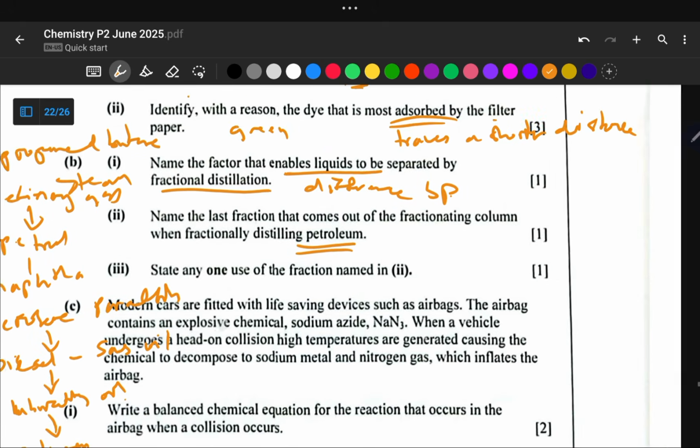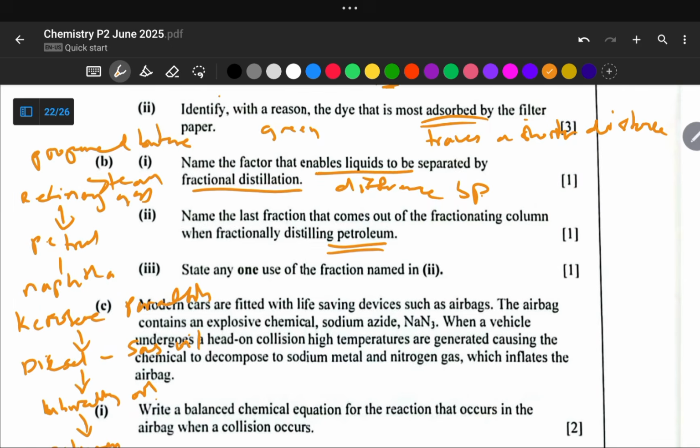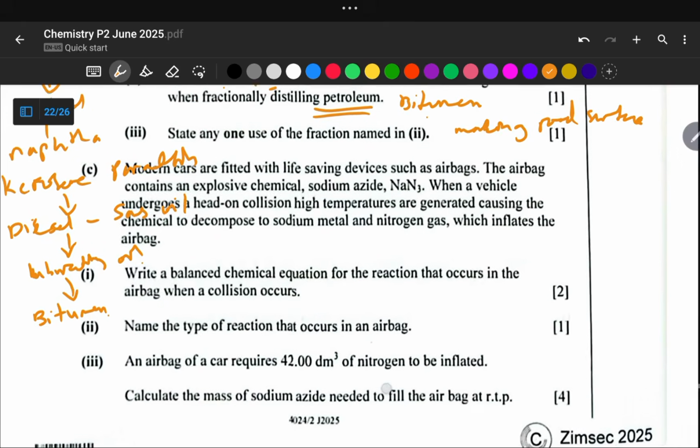So this is the order. First we start with refinery gases, propane or butane, right? And then name the last fraction. So we say it is bitumen. And then state one use of bitumen. It is used for making road surfaces, right? And then we go on to the last part, number C.